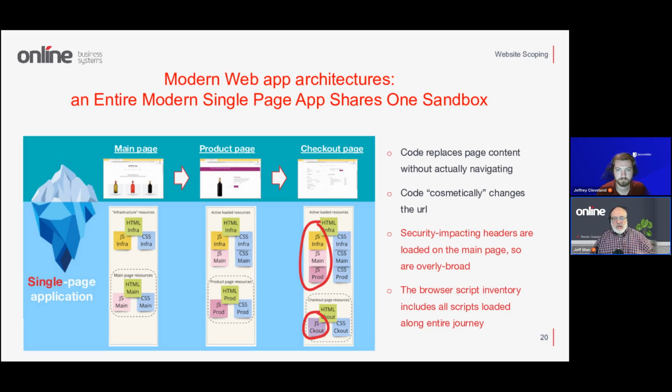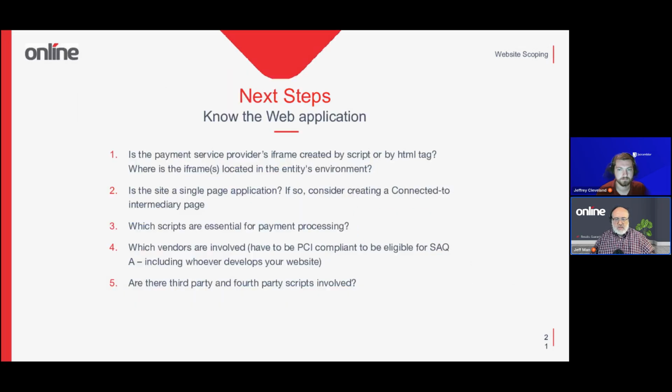So what you're left with when you're trying to deal with this is to figure out how your web application is built. Talk to your developers, or if you outsource to a third party, it'd be great to have discussions with them about the actual architecture of your website, whether it's a single page application or a multi-page application, how many sandboxes are involved. The objective here is to identify all the scripts that are running that are required to fall under 6.4.3 and also required to fall under 11.6.1.